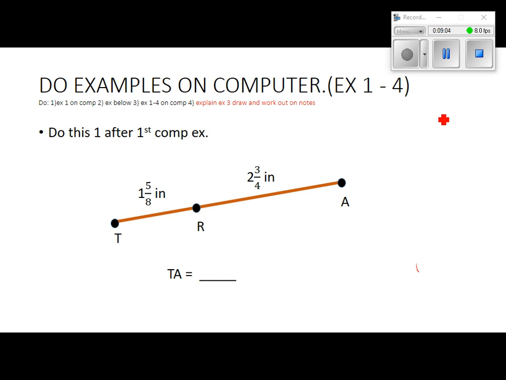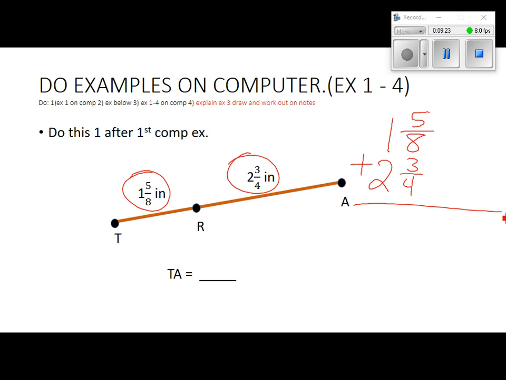Use your calculator. What are we going to do with these two lengths? So 1 and 5/8 plus 2 and 3/4. If you don't have a calculator, then right there on your paper you should be writing down what I'm writing down so you can see how to do it. Are fractions really all that difficult? They're just annoying because they take extra work and extra time. It's got nothing to do with them being hard. What do we got to do here to add these fractions? Find the common denominator.